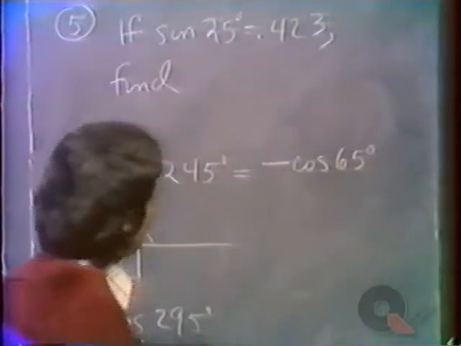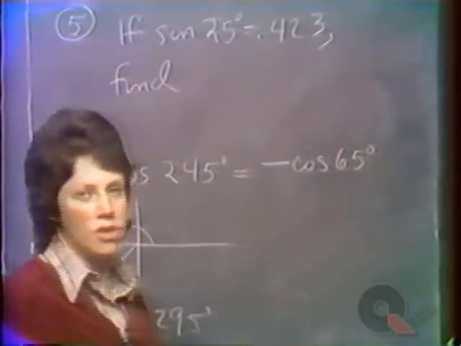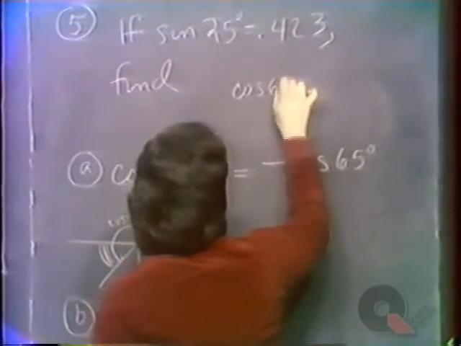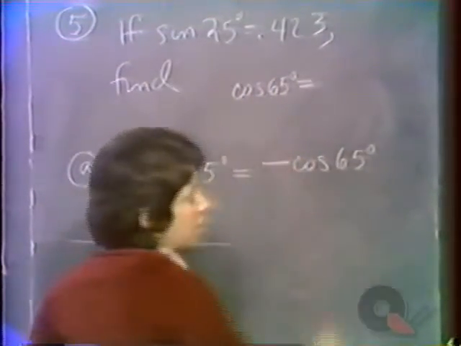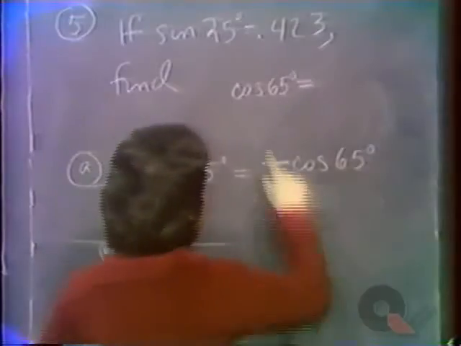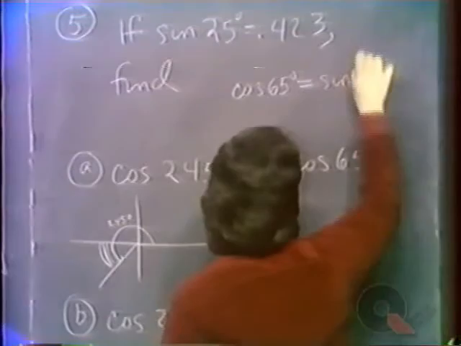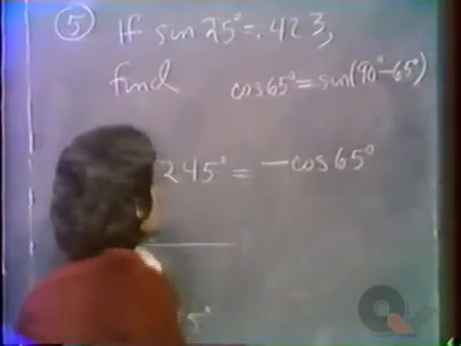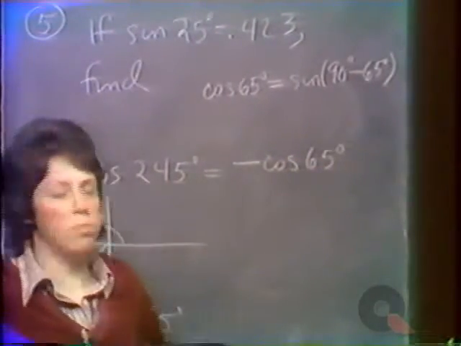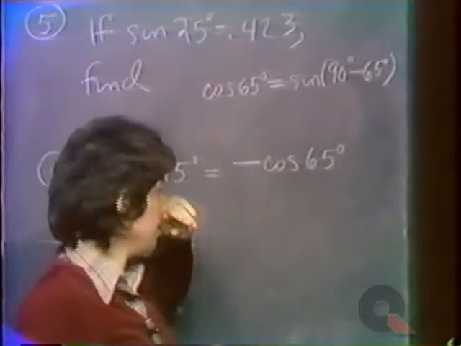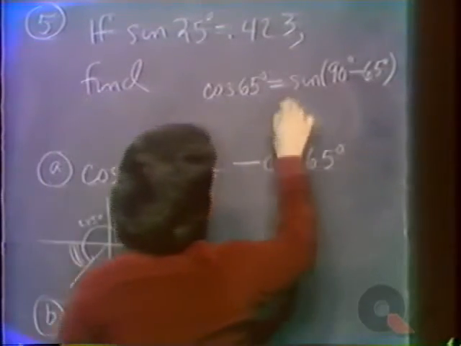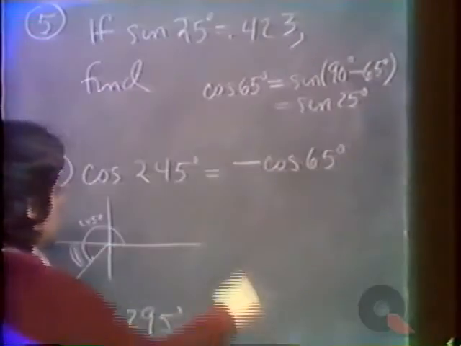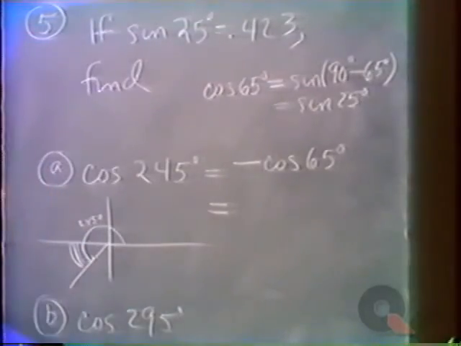Well, how does the sine of 25 relate to the cosine of 65? We do know that the cosine of an angle is equal to the sine of its complement. The cosine of 65 degrees is equal to the sine of its complement. Two angles are complementary if they add up to 90 degrees. So the cosine of 65 degrees is the sine of 90 degrees minus 65 degrees. It's the sine of 25 degrees. So bearing that in mind, we do not need a table, since we were given this particular value.